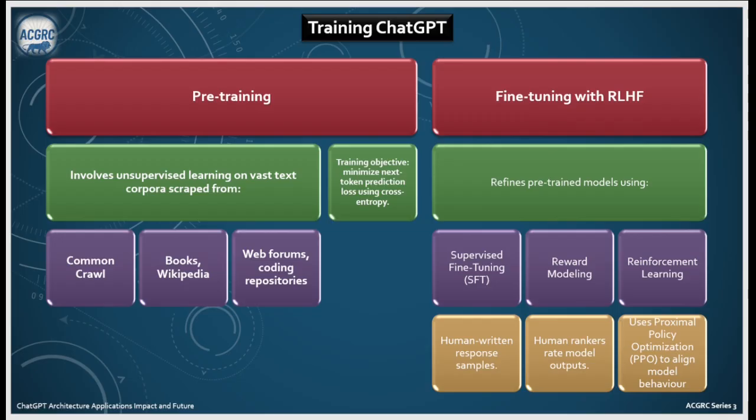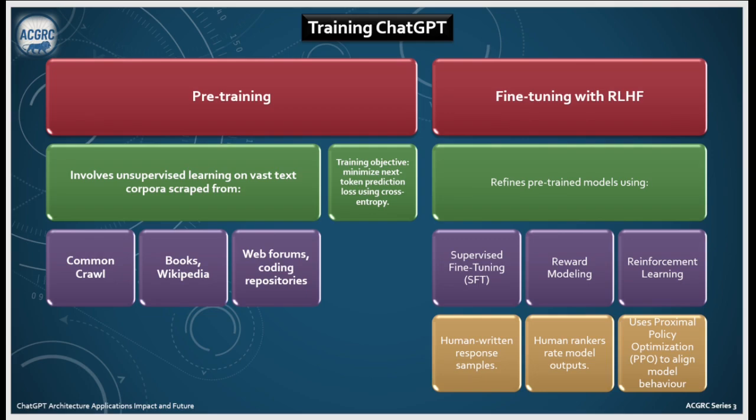The next is fine-tuning with RLHF. What is RLHF? It stands for reinforcement learning from human feedback. It's a special method OpenAI uses to teach ChatGPT to behave more helpfully, politely, and accurately based on what humans want. It's not just based on pure data.